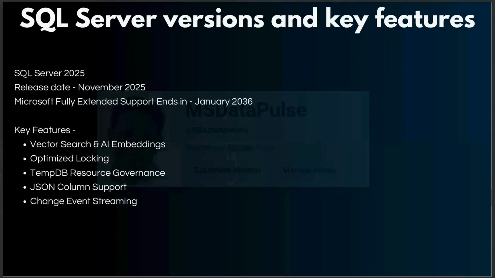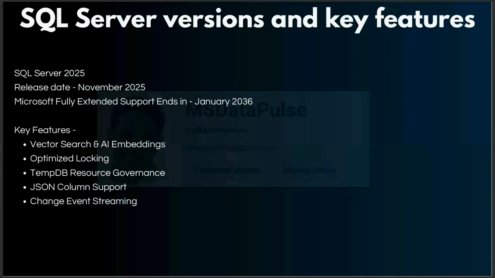So let's understand its features. First is the vector search and AI embeddings. We have a native vector data type in 2025. You no longer need to store embeddings as nvarchar or blobs. The new vector type stores embeddings efficiently as single-precision floating point values. If you are wondering what an embedding is, it is a way of turning human information like a sentence, photo, or a song into a long list of numbers that a computer can understand.